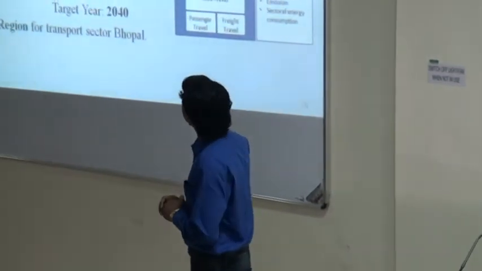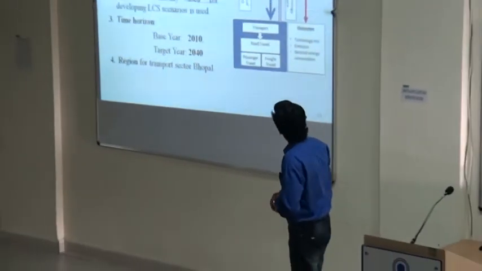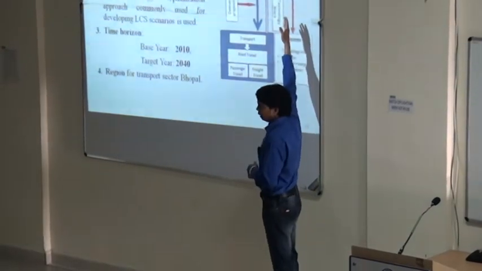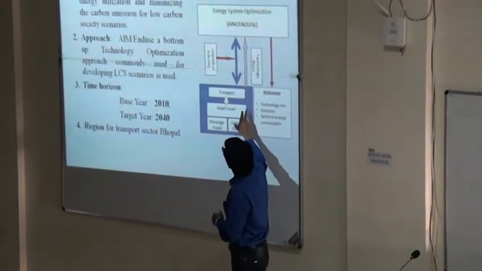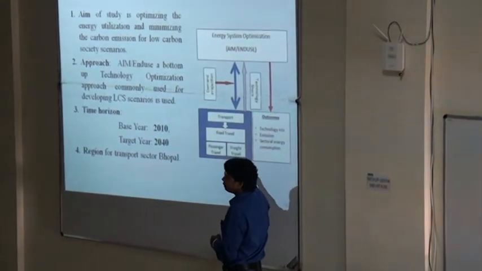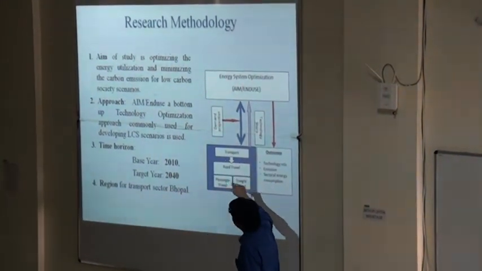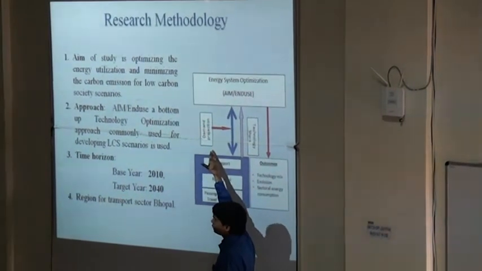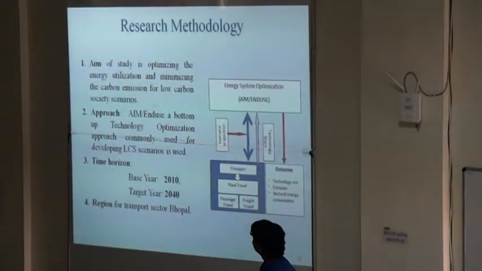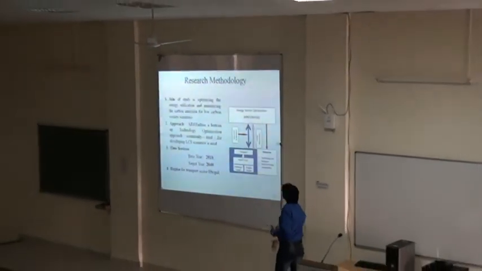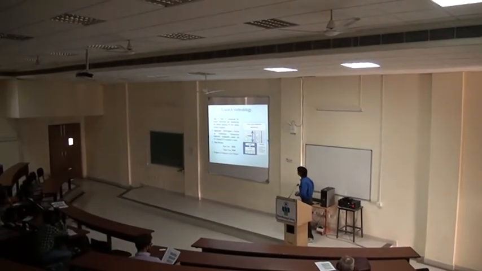The aim of the study is to optimize the energy utilization and minimize the carbon emissions for a low carbon society. My model is the Asia Pacific Integrated Model, AIM/End-use. I am working on passenger travel and freight travel for road transport in Bhopal city. I have collected the data and predicted the demand for 2040 and provided the share, and it will give the output of the technology mix, emissions and sectoral energy consumption.